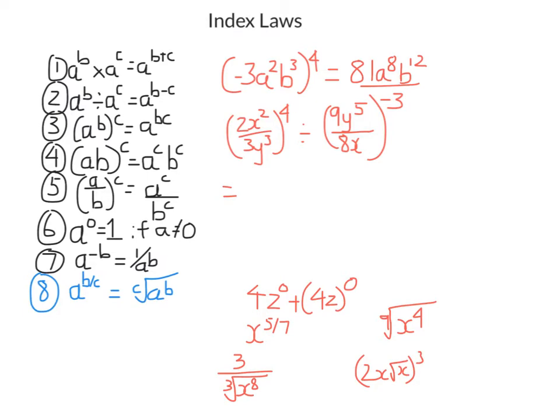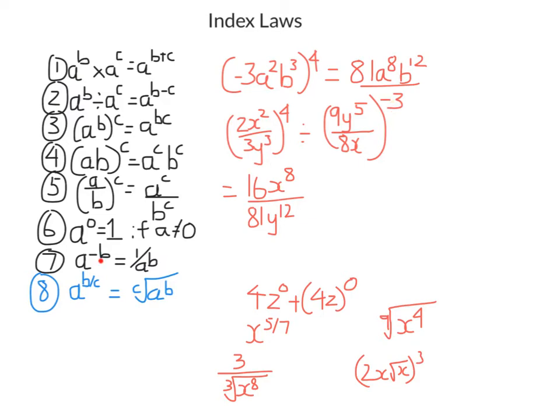So I raise 2 to the power of 4, and then I'm going to raise x squared to the power of 4 using power to a power rule. So keep the same base and multiply the powers. So similarly for the bottom, I go 3 to the power of 4 and y cubed to the power of 4. Now here we have a negative power.